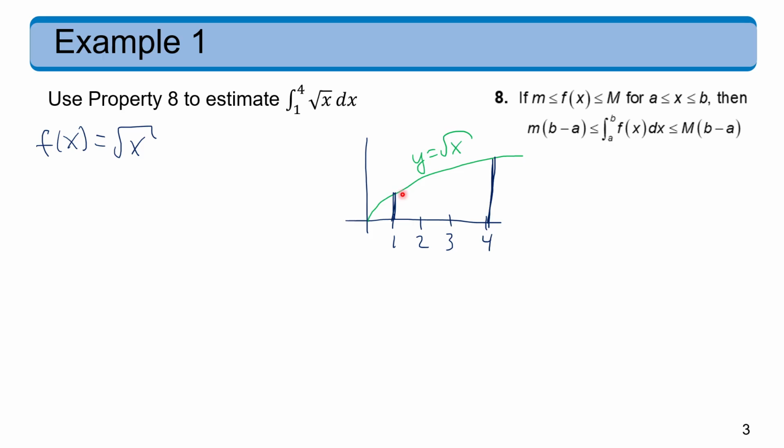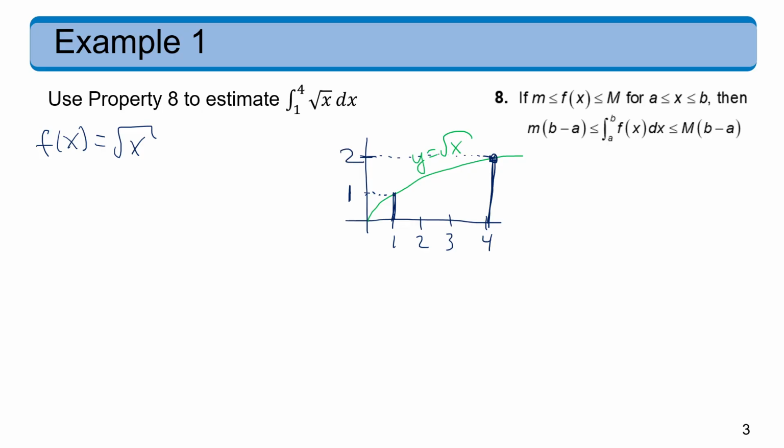Because the graph is always increasing, right, the lowest part is here at the left endpoint and the highest y value is at the right endpoint. So let's find what those values are. The lowest point, which is here at the x value 1, to find the y coordinate, you just plug 1 into the function. So the square root of 1 is 1. And then the highest point is over here at the right endpoint where x is 4. To find the y coordinate of this point here, just plug 4 into the function. You get the square root of 4, which is 2.